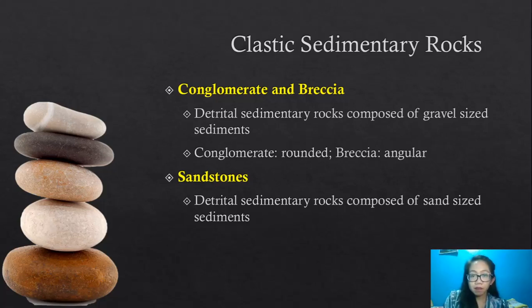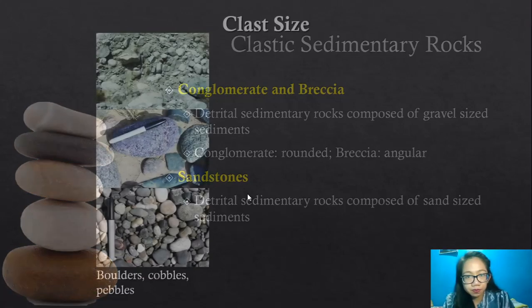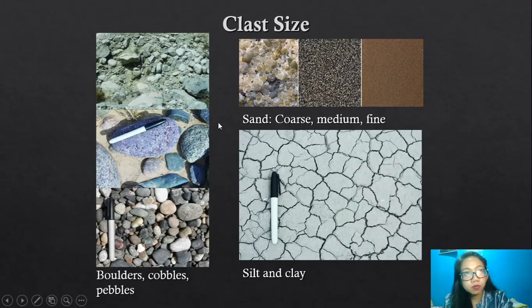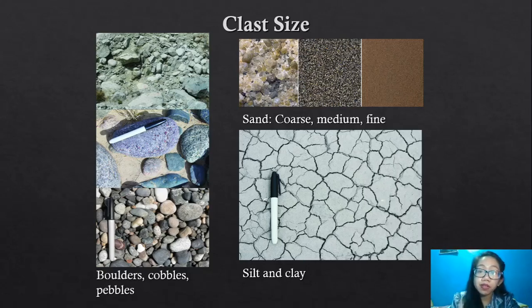Conglomerate and breccia are the ones with large chunks of rocks within them, or large chunks of particles. When you say conglomerate, they contain rounded particles, while for breccia, it's more of angular particles. Then sandstone has smaller particles in comparison to your conglomerate and breccia. Okay, so it's showing you different types of clastic sedimentary rocks based on the size of the clast or the particles. That's the technical term for the particles, the clast.